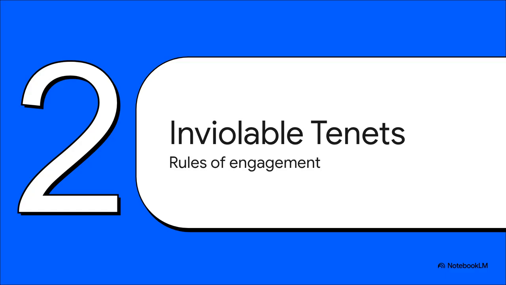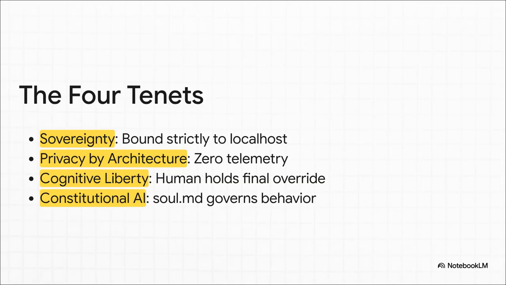Moving right along to Section 2, the 4 inviolable tenets. Before we dive into the code, we absolutely have to understand the rules of the road here. These 4 tenets act as an unbreachable foundation for Aora. Number 1 is sovereignty. All computation is bound strictly to localhost 127.0.0.1. That's your machine's home address. Absolutely no data leaves. Number 2 is privacy by architecture. Zero telemetry is hardwired in. Number 3, cognitive liberty. This means you always hold the final override. The AI presents options, but it never commands you.